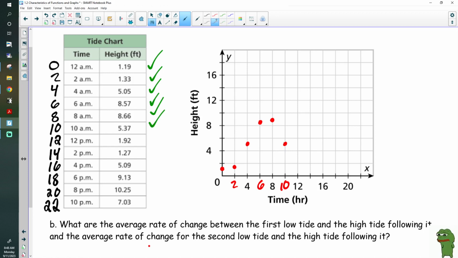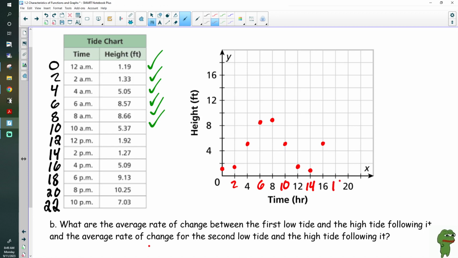At 12, at noon, 1.92. Almost at 2, but not quite. At 2 p.m., we're at 14. We're at 1.27. At 16, 5.0924, halfway up.